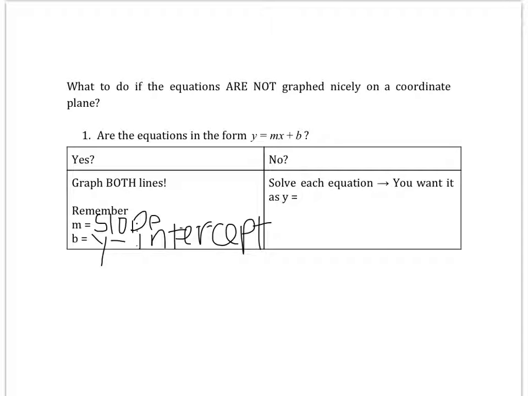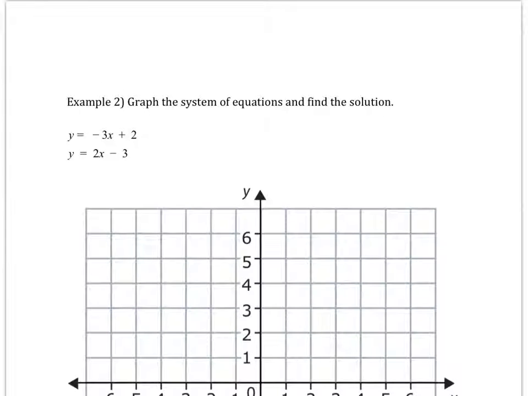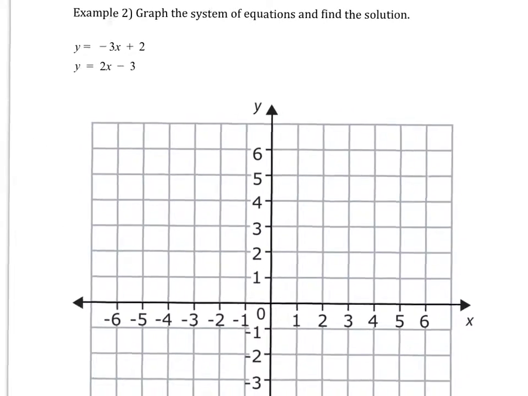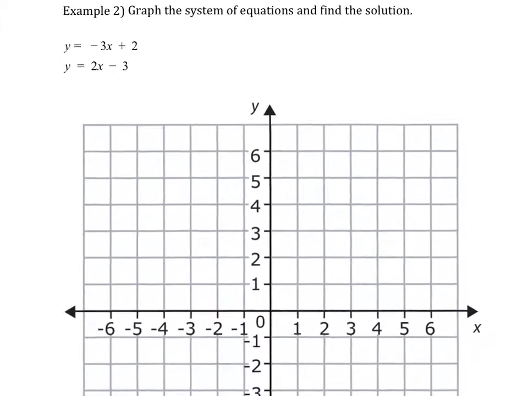If your equation is not in the form y equals mx plus b, you have to solve each equation for y. So let's go ahead and look at examples like these. So our first system, it says graph the system of equations and find the solution. So I see my first equation. I have y equals -3x plus 2.